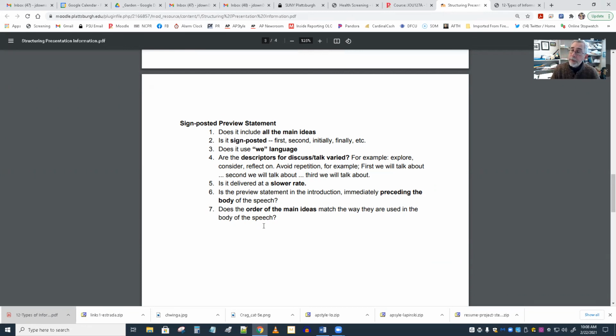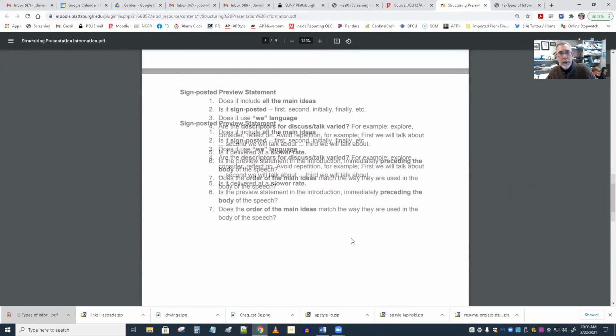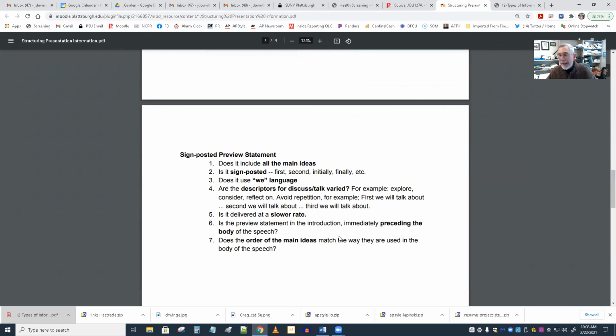And then finally, once we have those main ideas, then we can very easily build the signposted preview statement, which you now have also explained in your entomology presentation, which is one that you're going to be giving soon, right? It has to include all the main ideas in the same order. They're signposted, actually numbered. We say the numbers. We use we language. We vary that word. Don't say talk over and over again. Vary that word. Some examples.